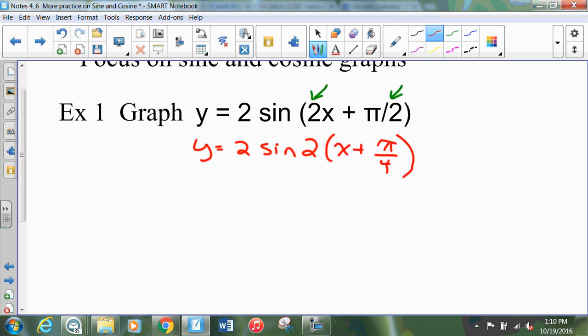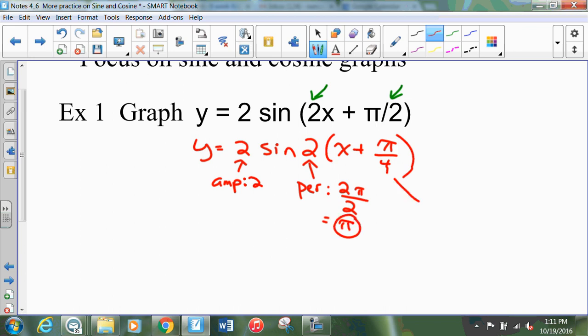If that confused you how I did it, then this might not be the method for you. If you do decide to factor out, then it's pretty basic. This is going to be our amplitude. This is going to be our number that affects our period. So to find our period, we take 2 pi divided by this number, the value that comes right after your sine or right after your cosine. That's what you divide 2 pi by. So our period here will be pi.